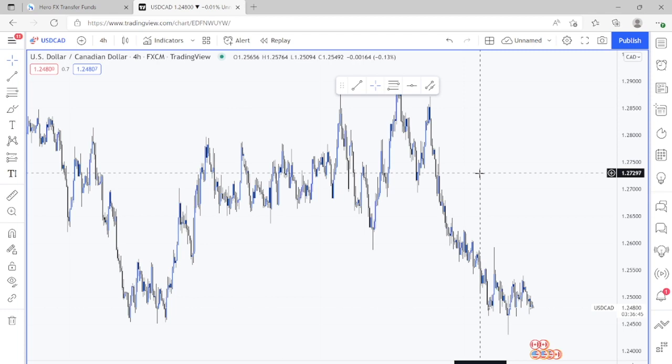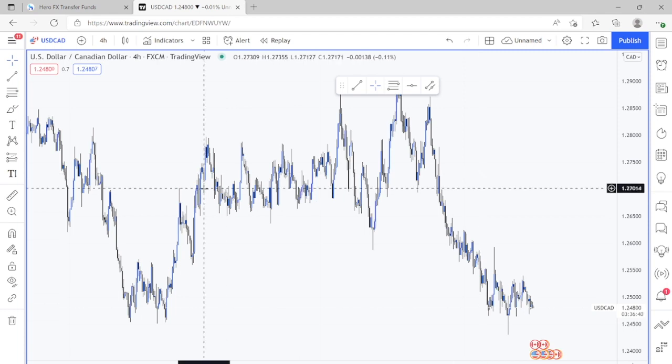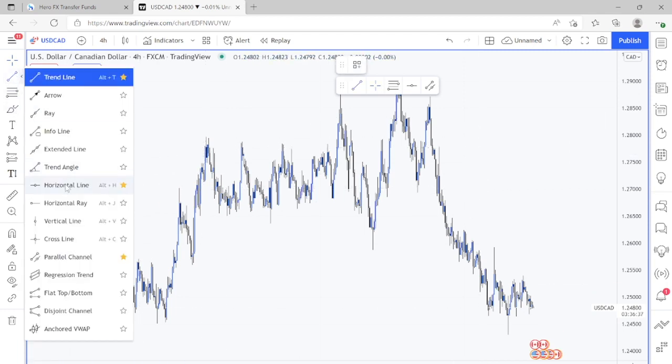Today, we are going to be reviewing USD CAD. We're going to start off from the 4 hour and work our way all the way to the 30-minute time frame. So, the first thing we're going to do here is draw out our supports and our resistance from the 4 hour perspective.